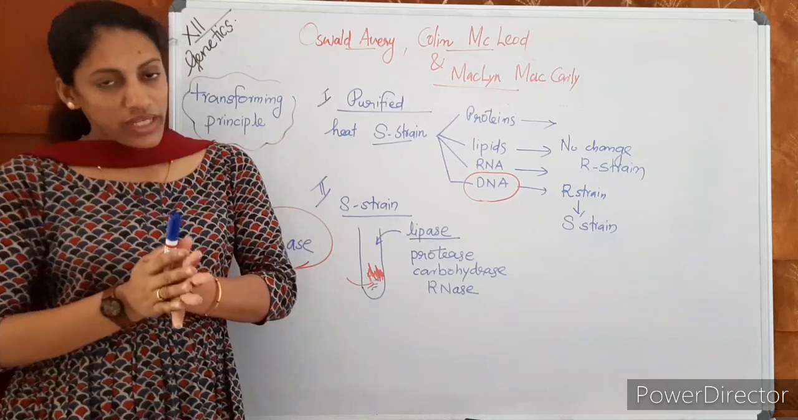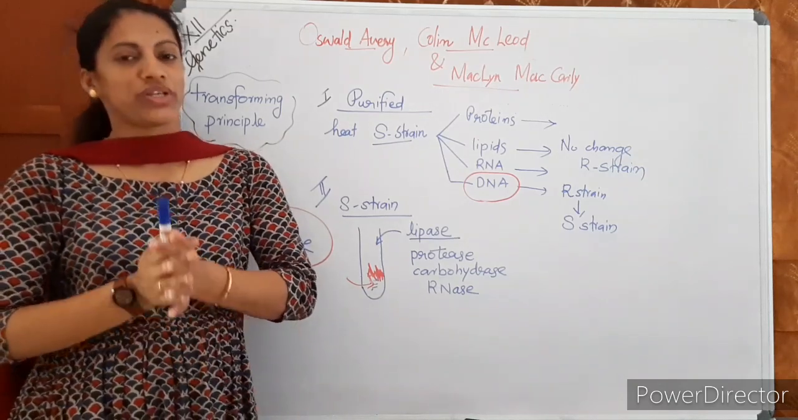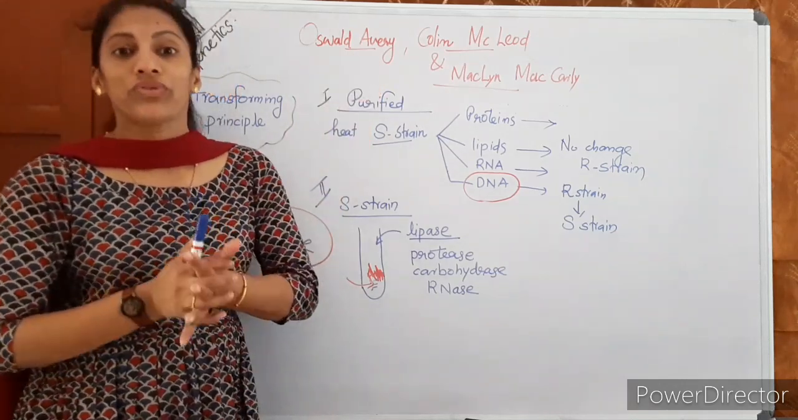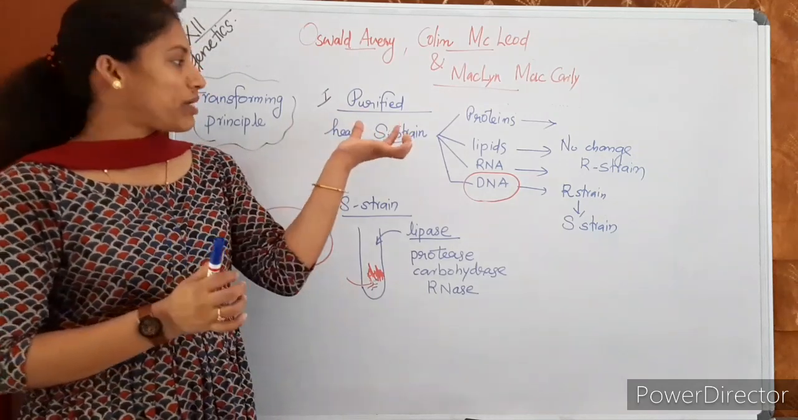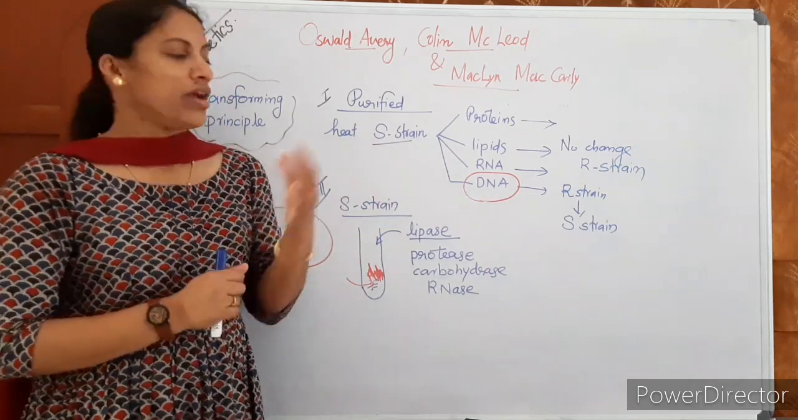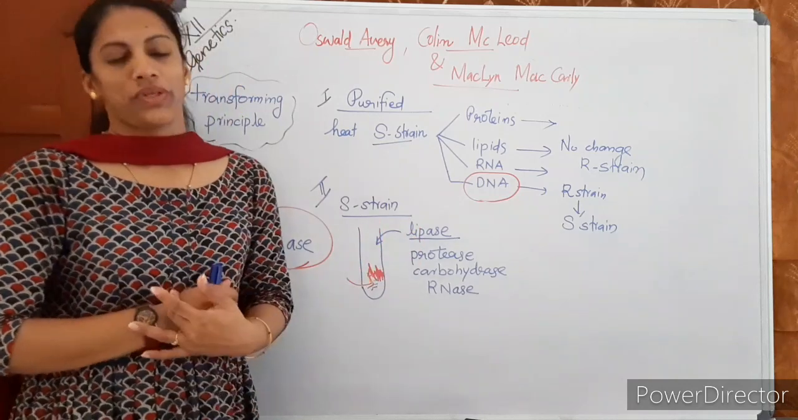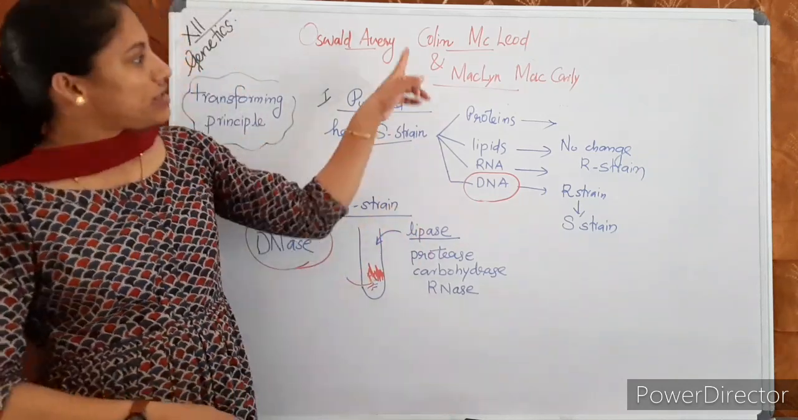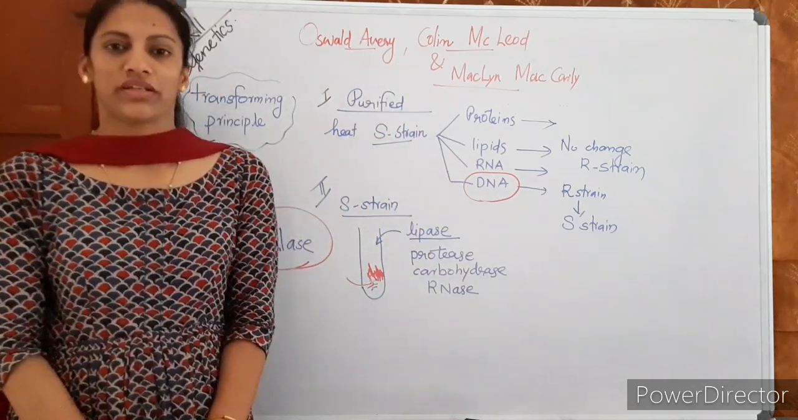So you have to study thoroughly Griffith's transformation experiment, and how these three other scientists proved, or biochemically characterized, which chemical it is. They proved it is DNA. This is the first experiment, and this is the confirmation experiment. Two experiments you have to learn. So these three scientists confirmed DNA as the genetic material.